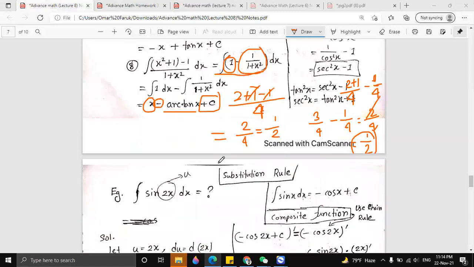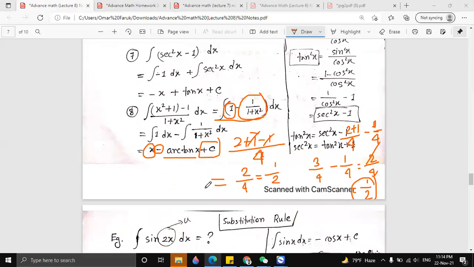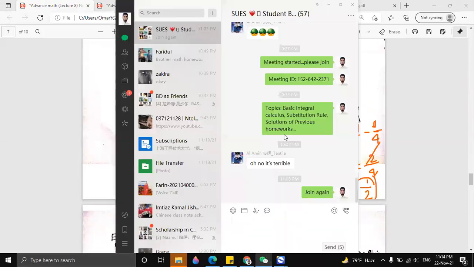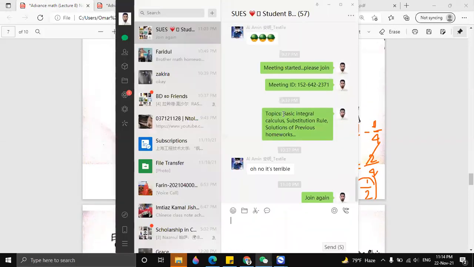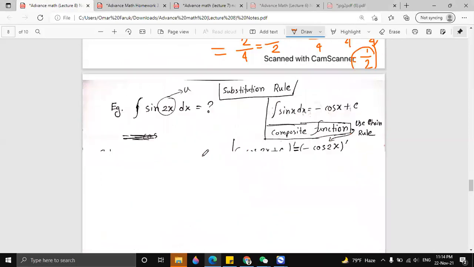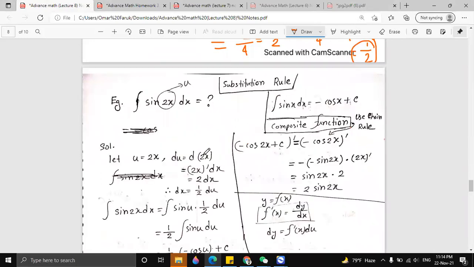So now we have the substitution rule. By now we have just learned basic integral calculus. So now we are going to learn the substitution rule, okay? It is not that hard, but it is kind of hard, okay? So we have integration of sine 2x. We expected integration of sine x, but here is sine 2x. So this is the problem.